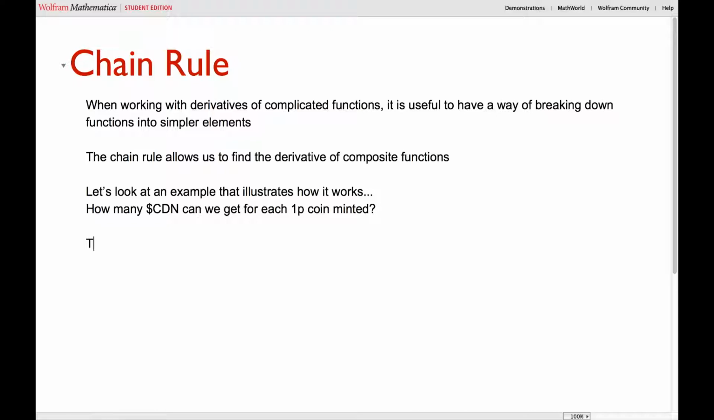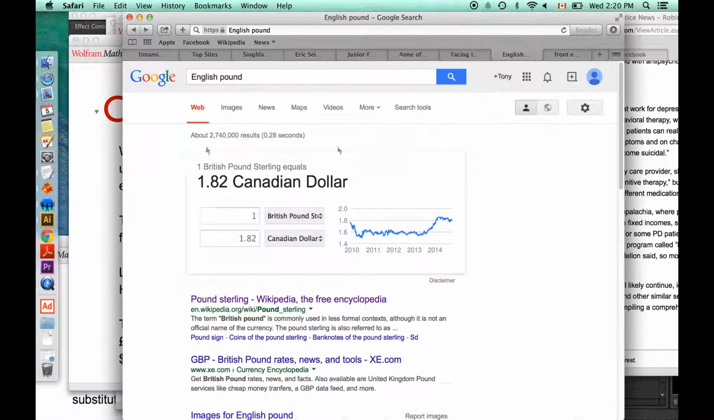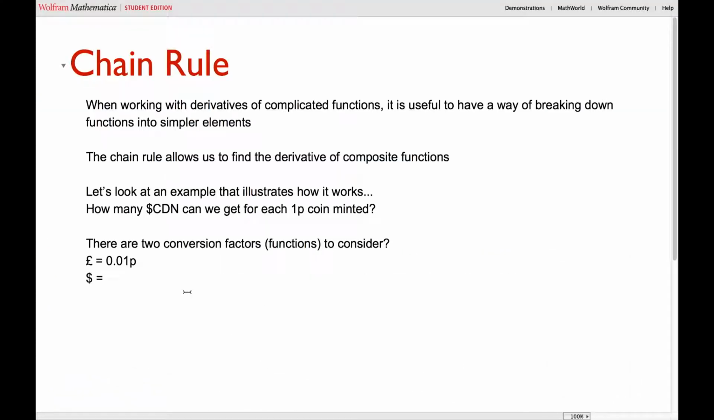Well, there are two conversion factors and functions that we need to consider. The first is that you need to convert 1p coins into British sterling pounds, and of course 1 pound is 100 pence, which means the number of pounds is going to be equal to 0.01p, if p is the number of 1p coins you print. And then, of course, there is the conversion factor to Canadian dollars. Each British pound is worth 1.82 Canadian dollars, so dollars is going to be equal to 1.82 times the amount of pounds that you have.